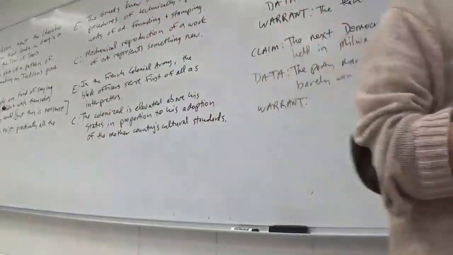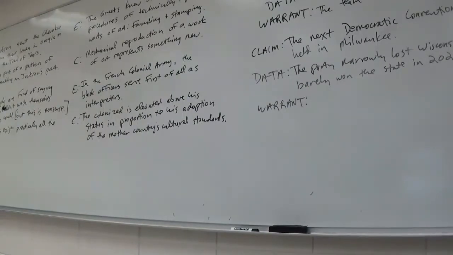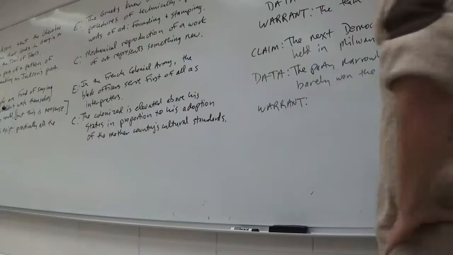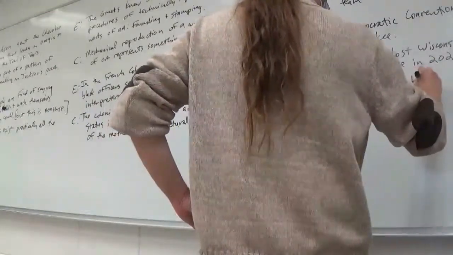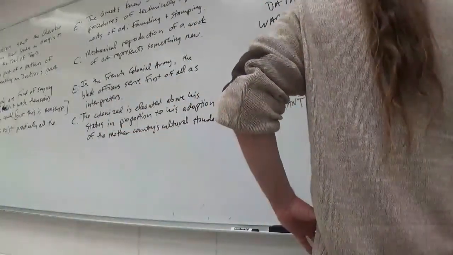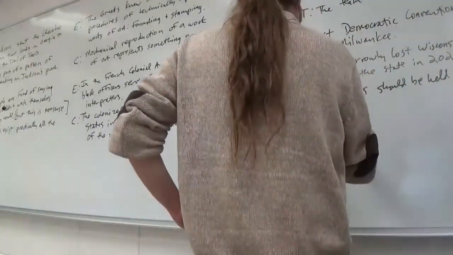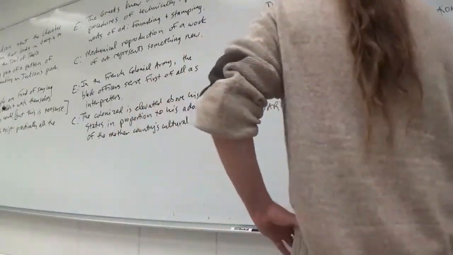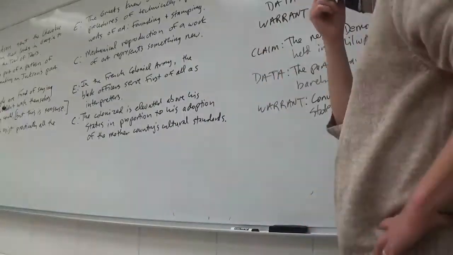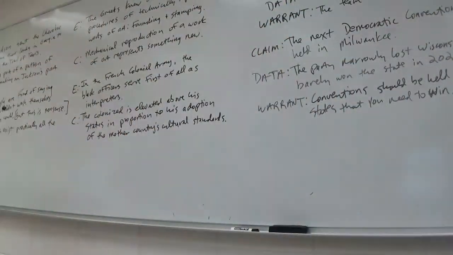So what's the warrant that links these? Yeah, that placing a convention in a must-win state makes it more likely to win the state, right? Yeah, the convention should be held in contested states that you need to win. All right. So I think we get the basics here.